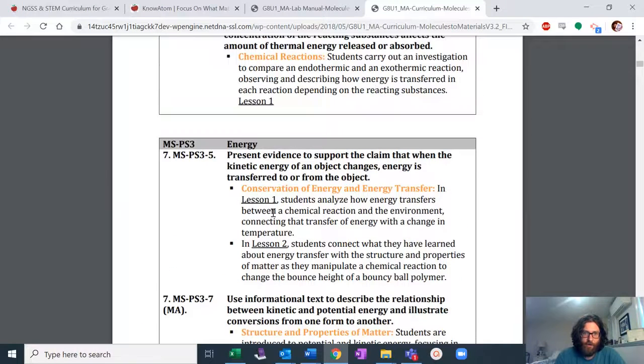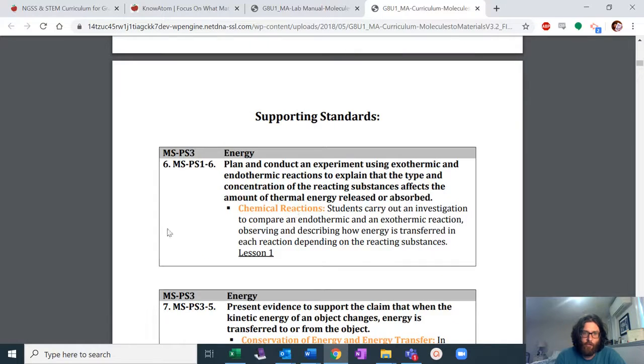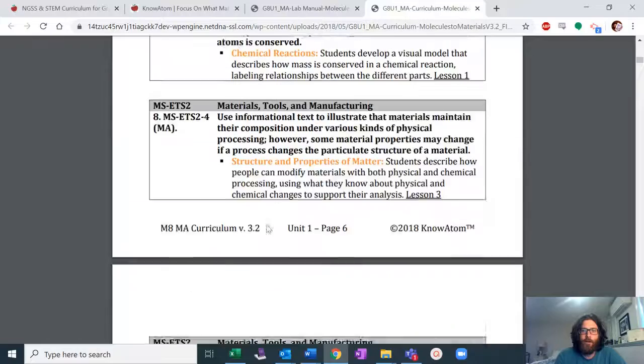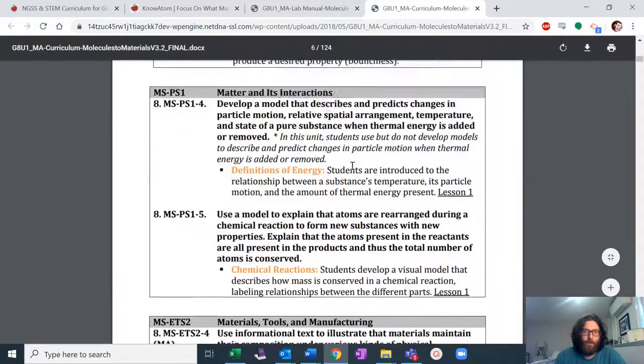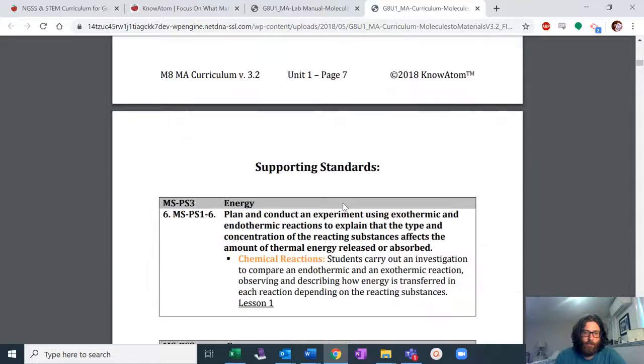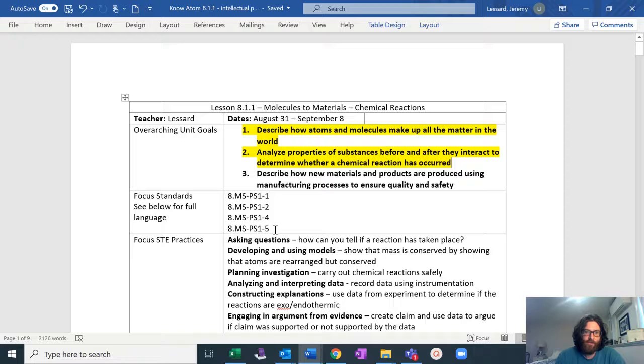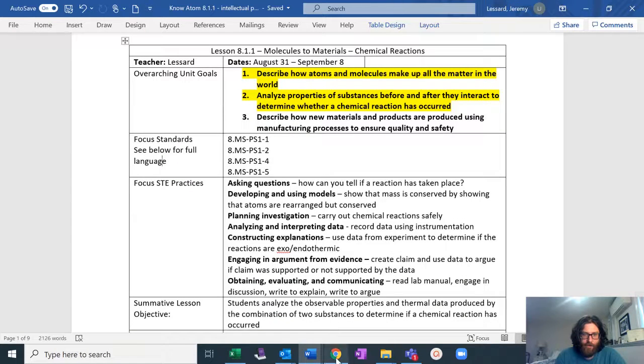It also says it right here, right? So lesson 1, you're going to have this. Lesson 1, you're going to have this. Lesson 1, you're going to have this. Lesson 1, I pulled those ones out. I didn't pull out the supporting standards and put them in there because I want to stay focused on what I'm focused on. These are the 4 that I need to be focused on.